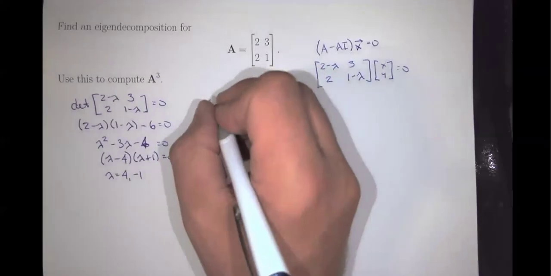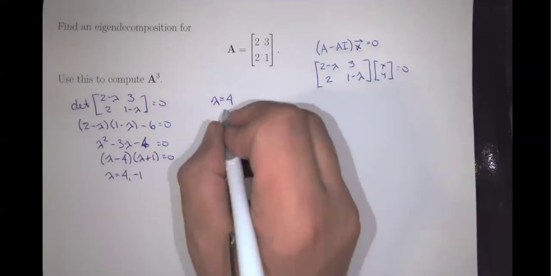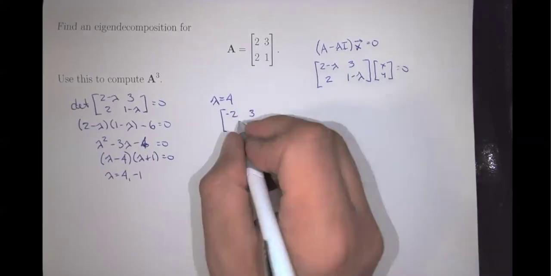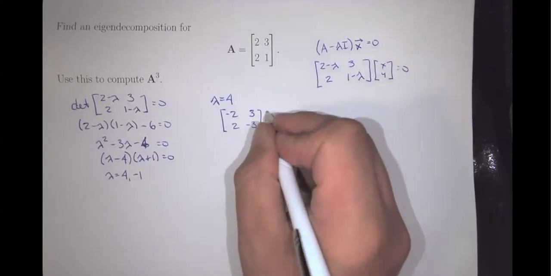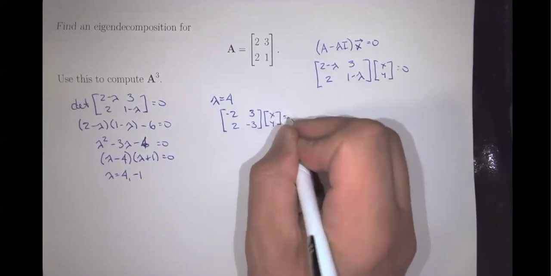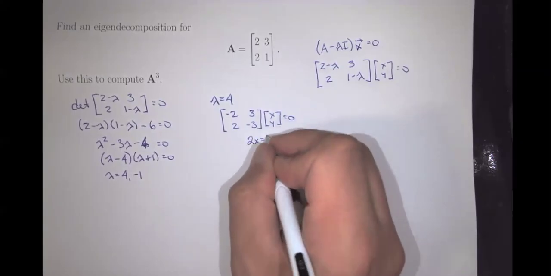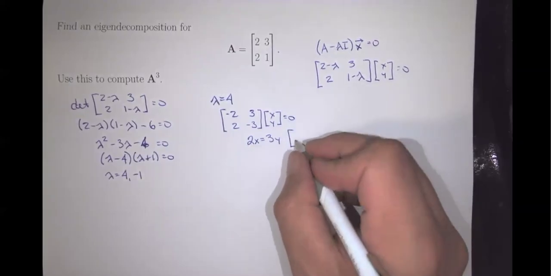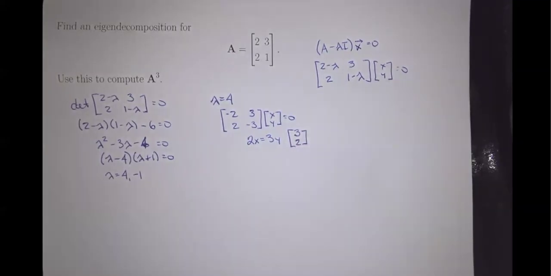Great. When lambda is equal to 4, then plugging it in here, we've got 2 minus 4 is negative 2, then 3, then 2, and then 1 minus 4 is negative 3. And so we end up with 2x equals 3y, or the eigenvector x is equal to 3, y is equal to 2, because that is a solution to that equation.